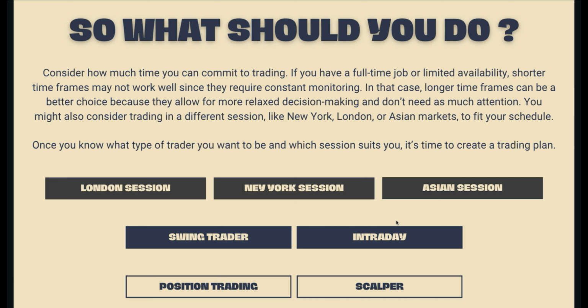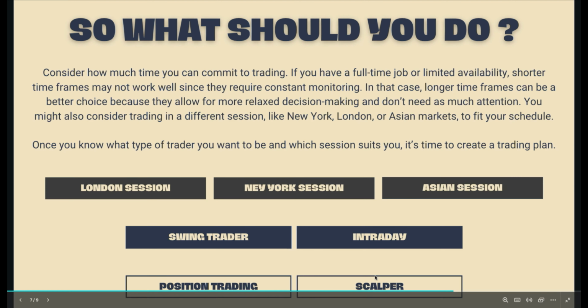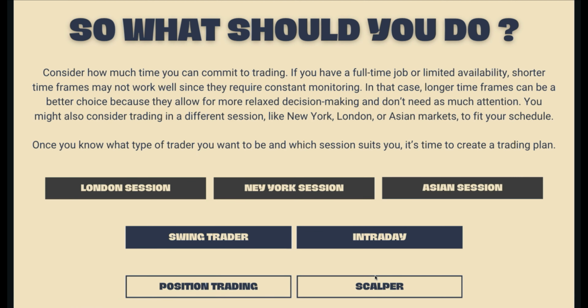Once you know what type of trader you want to be and which session suits you, it's time to create a trading plan. So if you decide to be a London trader and you want to be a scalper, make a trading plan based around that time. Now, if you don't have a particular session in mind, or you don't care to trade in a specific session, then just become a swing trader.